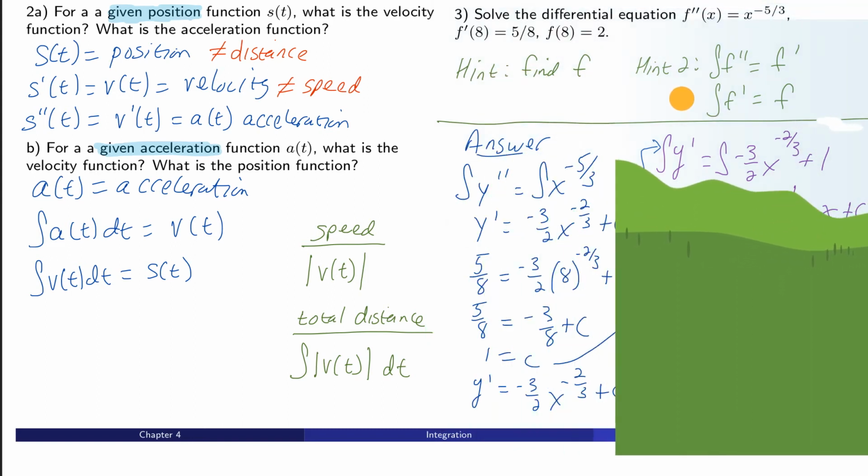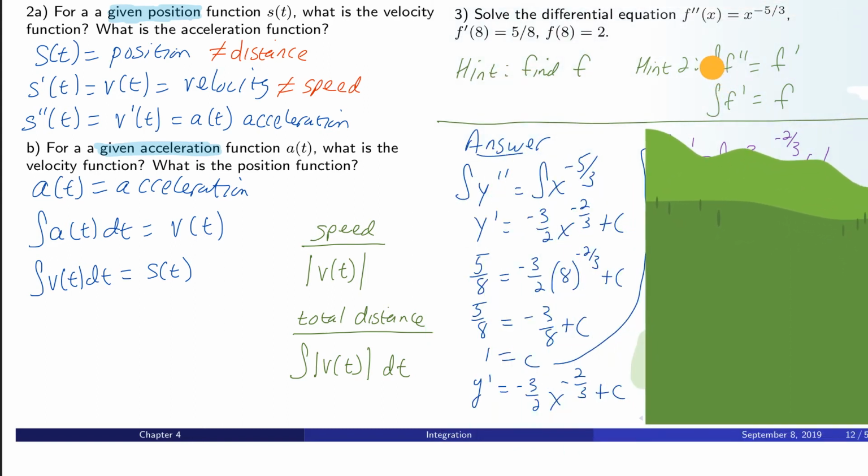Okay, here we go. If you take the antiderivative of y double prime, which is the same thing as f double prime, you get this statement here. If you use the first derivative statement, input 8, output 5/8, you can find the constant for the first derivative, which is 1, and then you have a first derivative statement. So this is just a differential equation. How do we solve that? Same process.